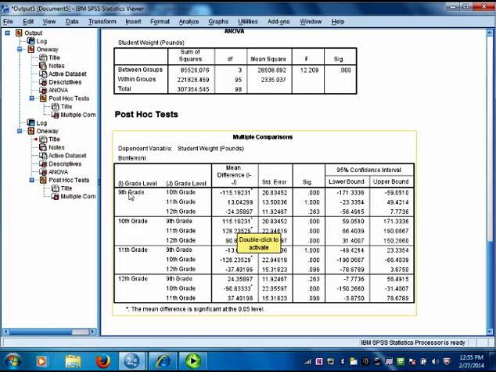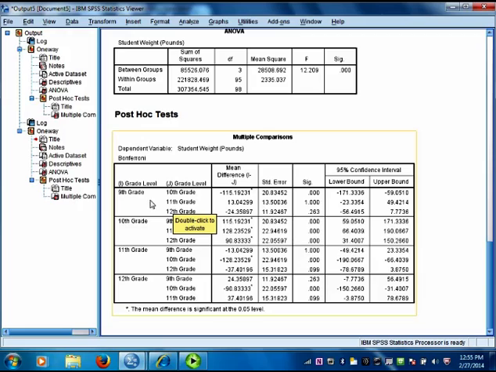If we compare 9th graders with 11th graders, the p-value is 1.00. The type 1 error is larger than the preset p-value of 0.05. So in this case, this is not significant. In other words, even though there is a 13-point difference between 9th graders and 11th graders, that 13-point difference is not going to be repeatable. The error is too large.